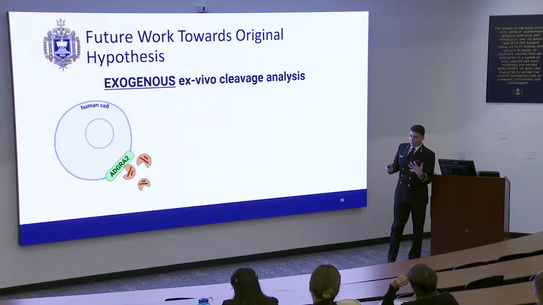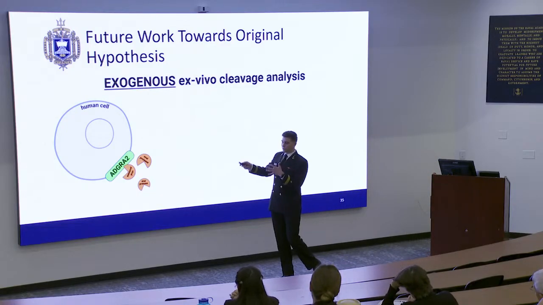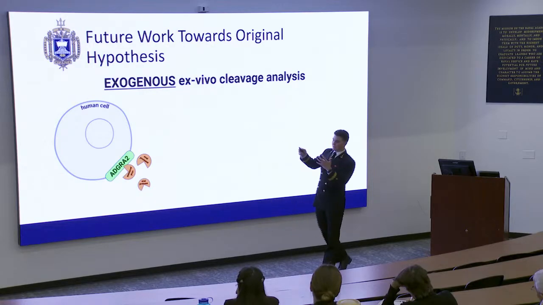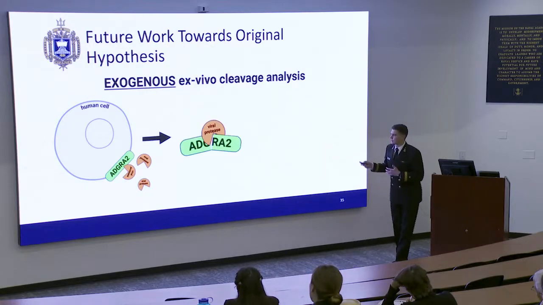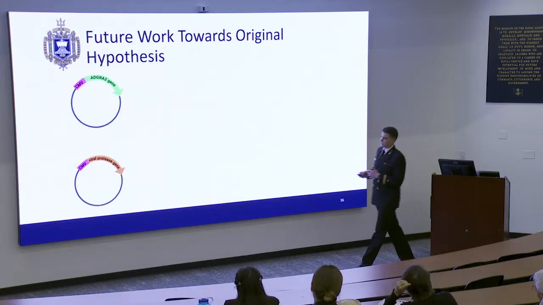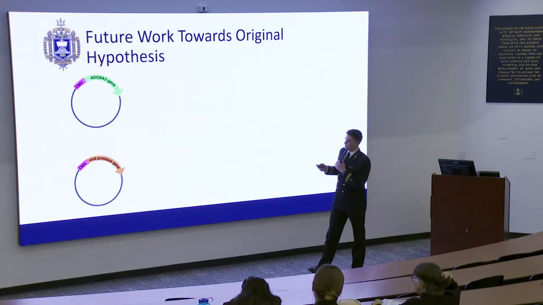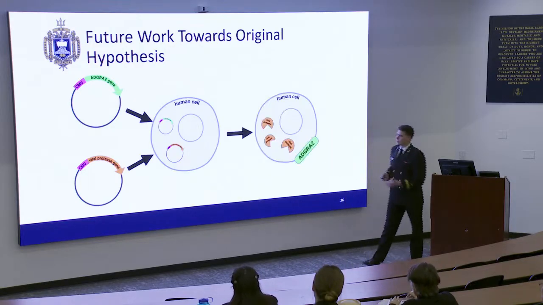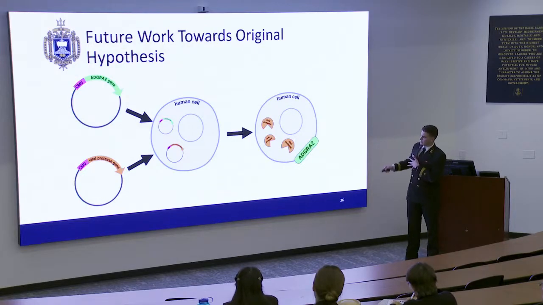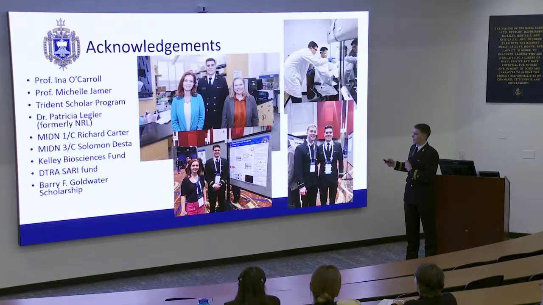The future work that can be done with this is taking the human cells with the ADGRA2 and adding viral proteases to the outside, which would be an exogenous cleavage analysis to see if the ADGRA2 is cleaved. Or now that we have the ability to express viral proteases inside the cell and ADGRA2 inside the cell, we can co-transfect a human cell for the expression of all of those proteins and then see if the proteases originating inside of the cell cleave ADGRA2 and result in fragmentation as predicted.